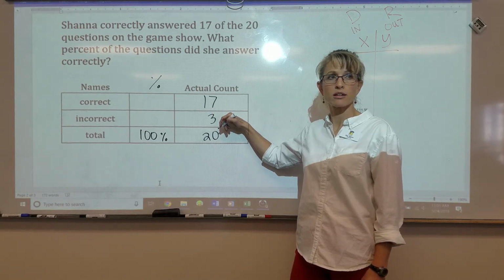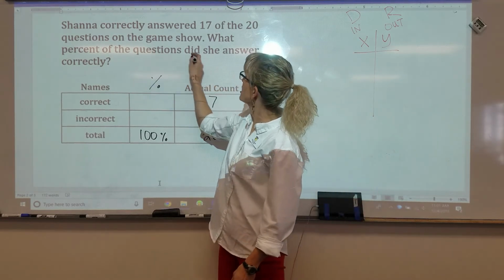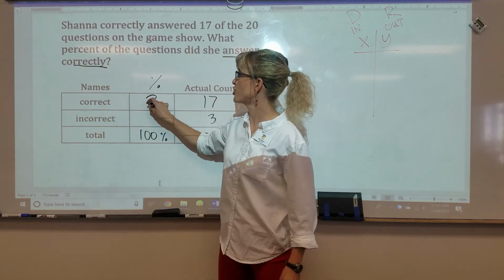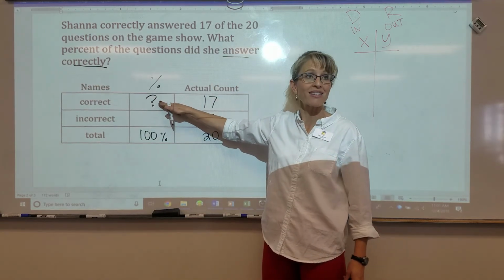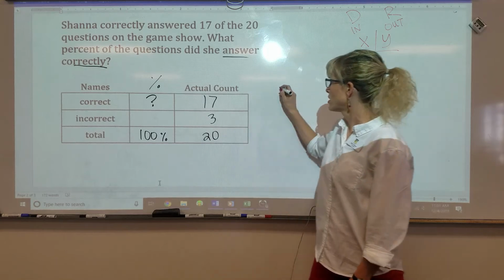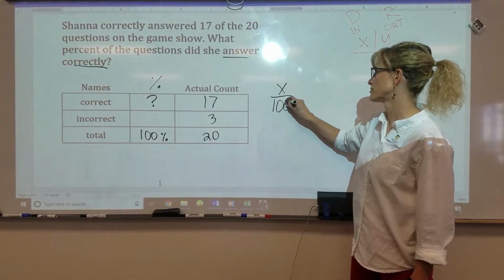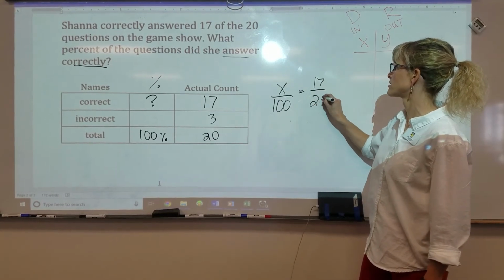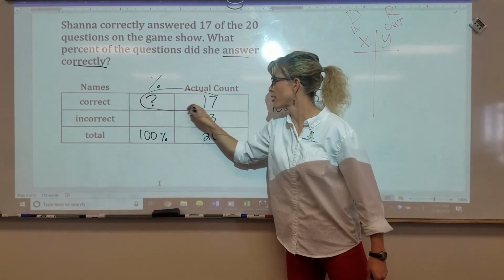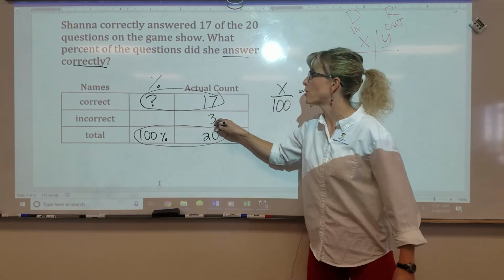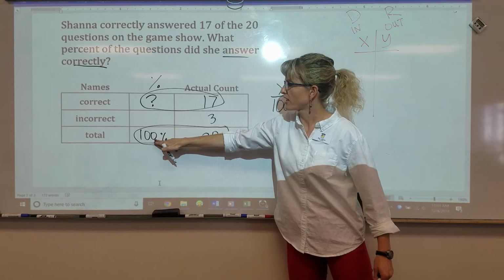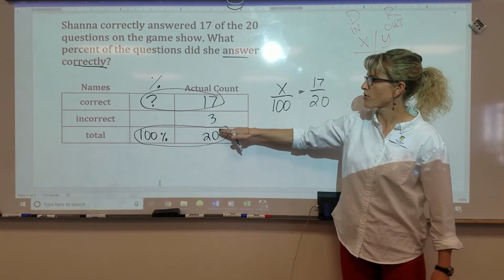Because 17 is the correct. It says how many did she answer correctly? So make sure you're solving for the right thing that they're asking. So we're gonna build our proportion. Okay? So this is the pair I'm interested in. This is the pair I know. So I use that number over that number equals this number over this number.